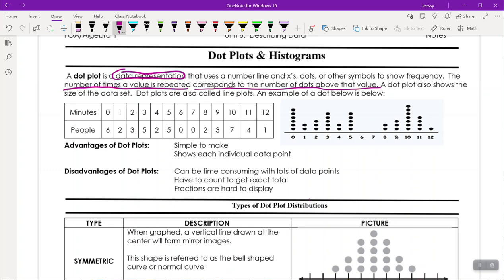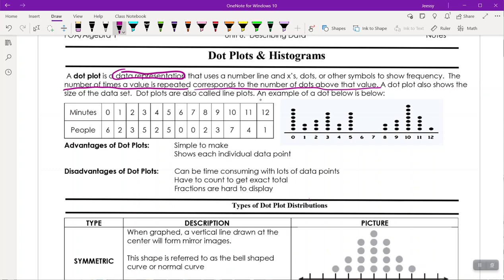So for example, number 9 is repeated how many times in this dot histogram? 3 times. So if we look at the actual data, wait a minute, is this one? I only see 9 minutes, people. Oh, confused.